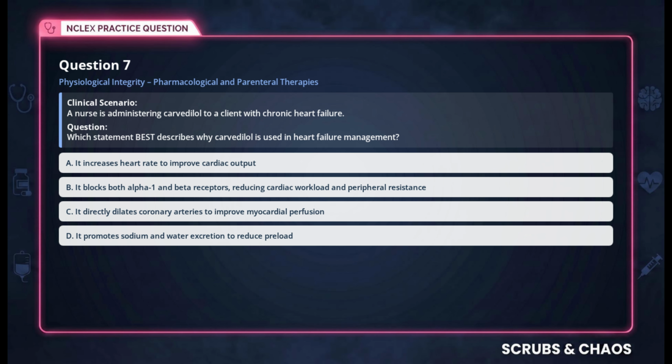A nurse is administering carvedilol to a client with chronic heart failure. Which statement best describes why carvedilol is used in heart failure management? A. It increases heart rate to improve cardiac output. B. It blocks both alpha-1 and beta receptors, reducing cardiac workload and peripheral resistance. C. It directly dilates coronary arteries to improve myocardial perfusion. D. It promotes sodium and water excretion to reduce preload.